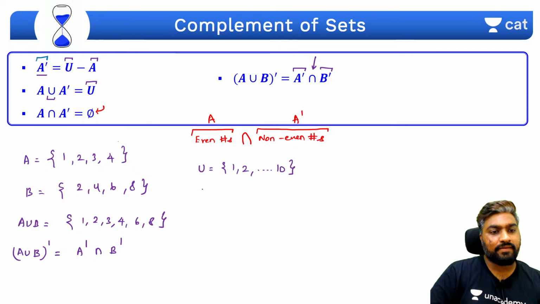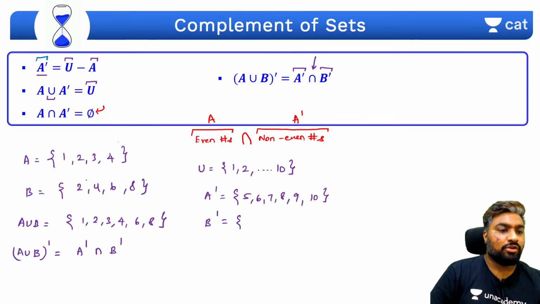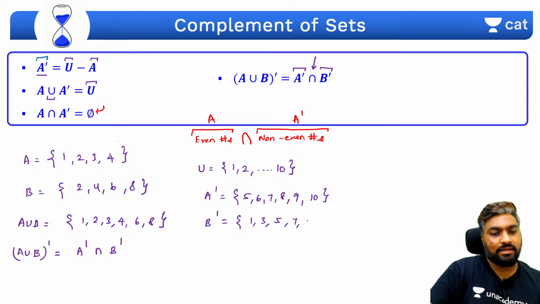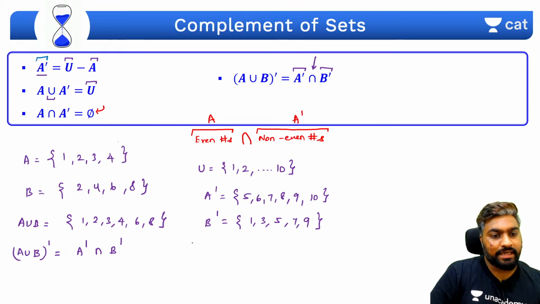Yes, so in this case, A is 1, 2, 3, 4. So what is A dash? If A is 1, 2, 3, 4, A dash will be what? 5, 6, 7, 8, 9, 10. Yes, same way terms that are not in B, 2, 4, 6, 8 gone. What will be the other terms? We have 1, 3, 5, 7, 9. Correct? So what is the intersection of A dash and B dash?